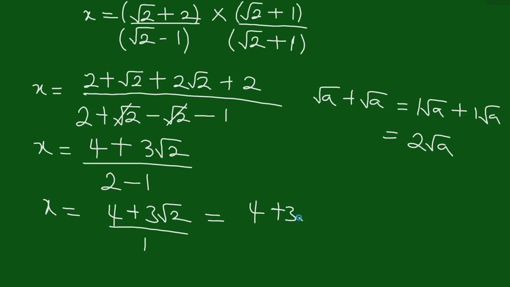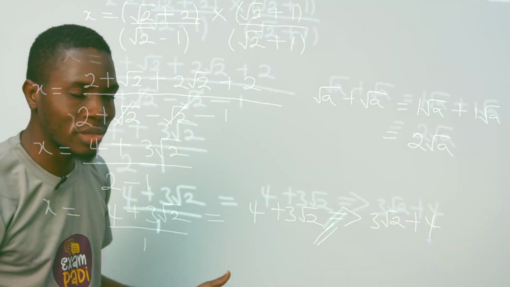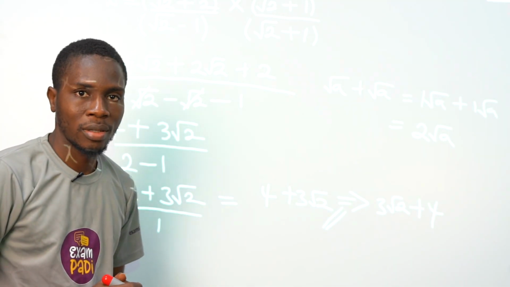So the value of x is 4 plus 3 root 2. And we can as well rewrite it as 3 root 2 plus 4. Whichever way you write it is correct.